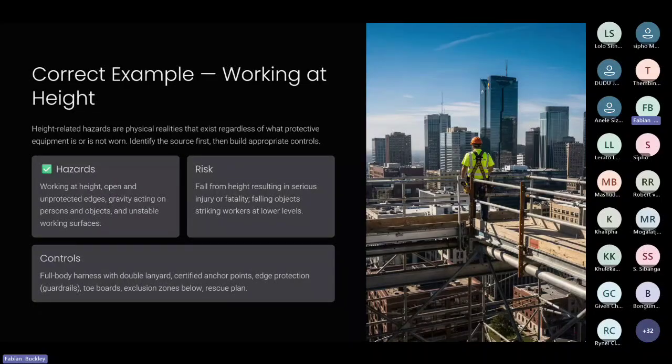So if we have to look at it from a hierarchy of control, we would possibly have gone for certified anchor points. We would have looked at edge protection, the guardrails, the toe boards, as our physical barrier, which would be our engineering control, and then your exclusion zones below.